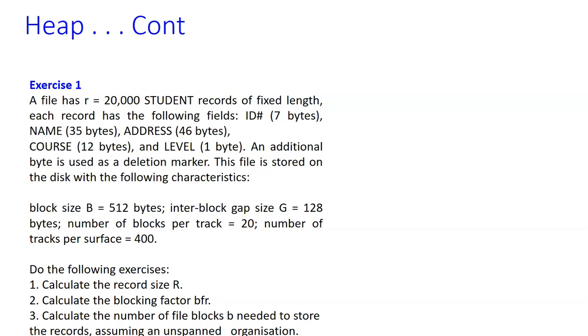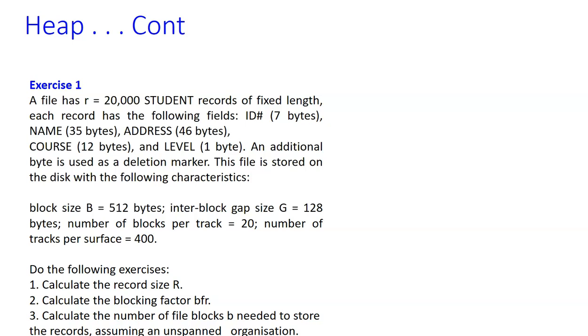Level is an attribute there. An additional byte is used as a deletion marker. You can decide to have a deletion marker in this file, like a pointer that helps us locate the free slots that originally had data. So this file is stored on the disk with the following characteristics. The size of the block B is 512 bytes. The interblock gap size, G, is 128 bytes.